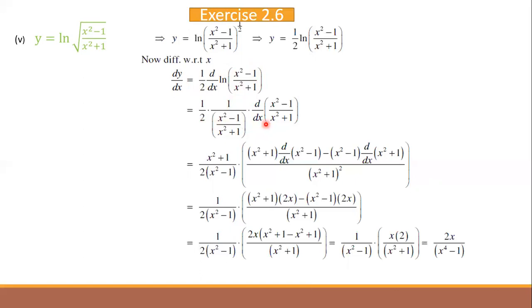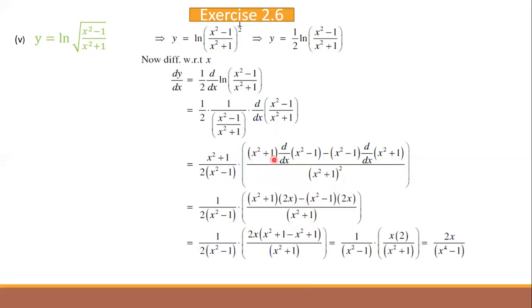Now, the second factor is in the form of a quotient, so we will use the quotient rule. That means denominator squared, denominator as it is, derivative of numerator, minus numerator as it is, derivative of denominator. We have x square plus 1 over 2 into x square minus 1. This x square plus 1 cancels with the power of x square plus 1 whole square, so only x square plus 1 remains.